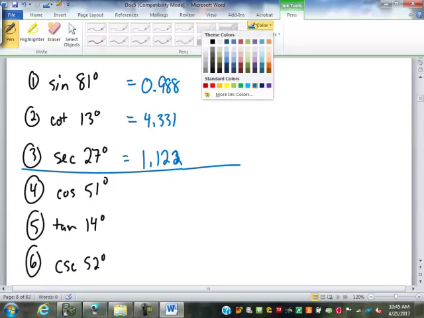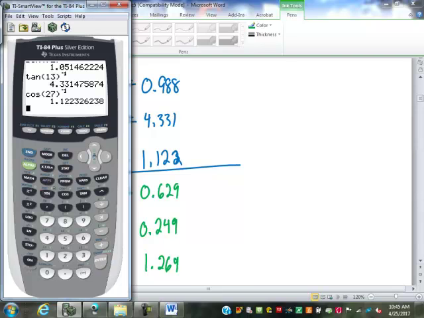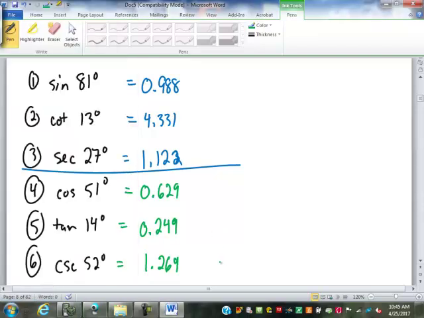Cosine 51. 0.629. Tangent of 14. 0.249. Cosecant of 52. Can't be 0.6. Has to be bigger than 1, remember. 1.269. Let's check it out. So cosecant goes with sine. So sine of 52, close parentheses, and then reciprocal. 1.269. What do you guys think?